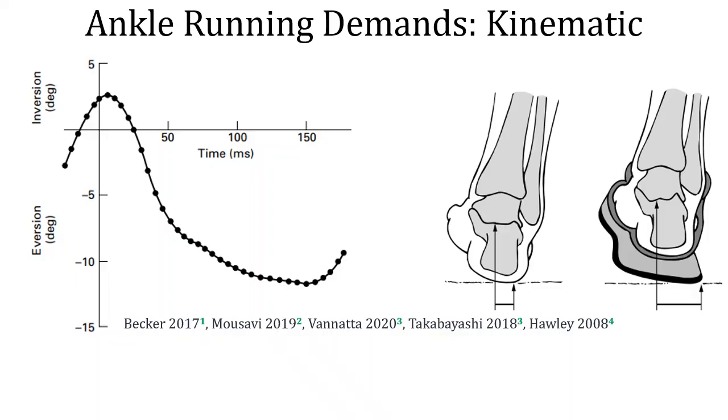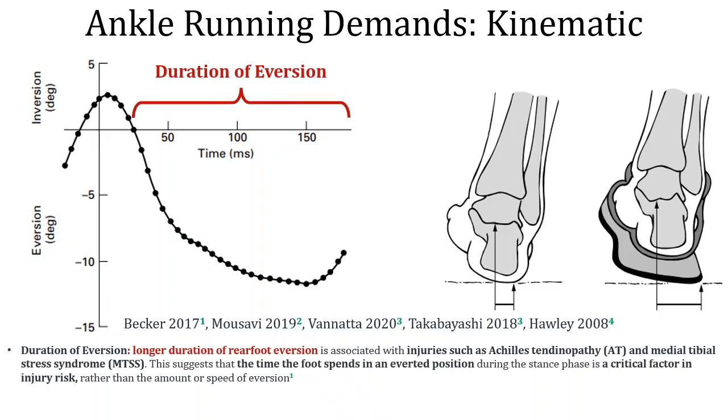When you look at the ankle running demands and the kinematics, so looking at a similar graph to what we had shown on the previous slide. So let's talk about ankle pronation and eversion of the hind foot during running. So you have the duration of eversion, where the longer duration of eversion is associated with injuries such as Achilles tendinopathy and medial tibial stress syndrome. This suggests that the time that the foot spends in an everted position during the stance phase is a critical factor in injury risk prevention and reduction, rather than the amount or speed of eversion.